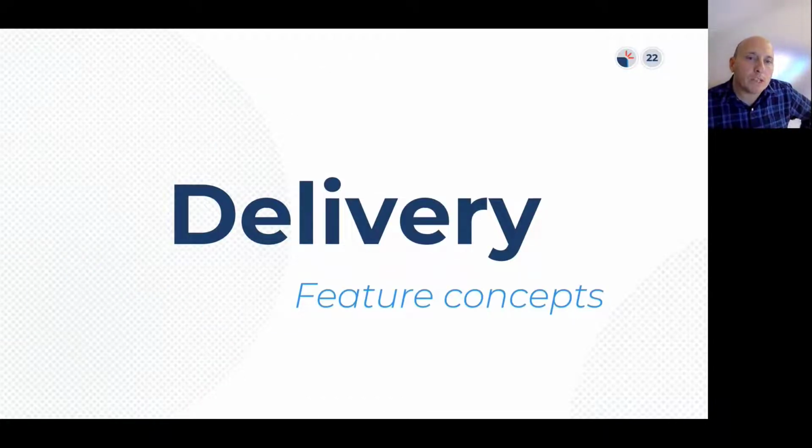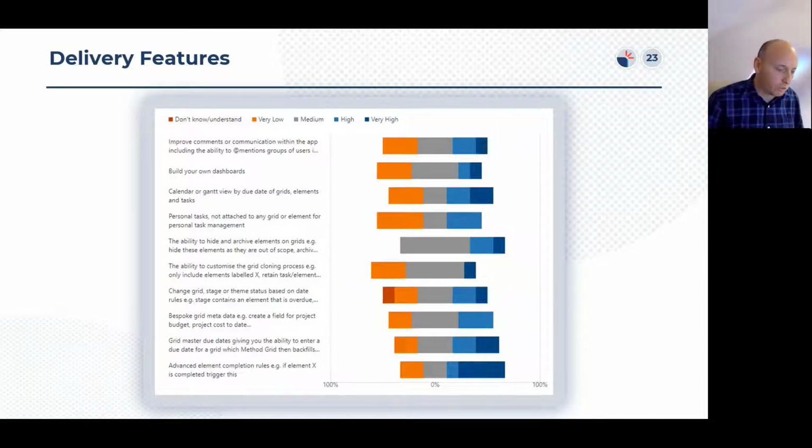So this area now is the delivery based features. So this is the real core project management type features, task management, that kind of thing. You can see there how our users have prioritized this. There's some clear front runners in there. Hiding and archiving elements within the grids, which is slightly different from just filtering the view, and I'll show you that when we get into the concept design for that.